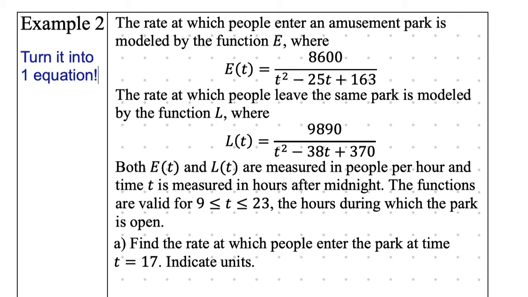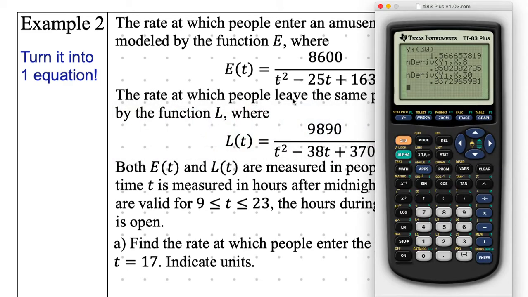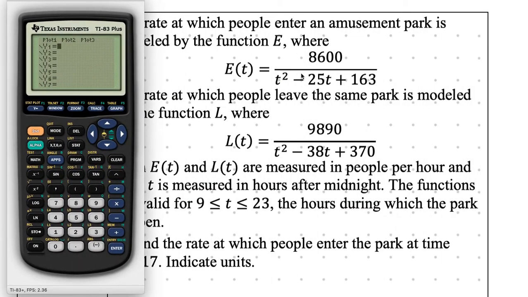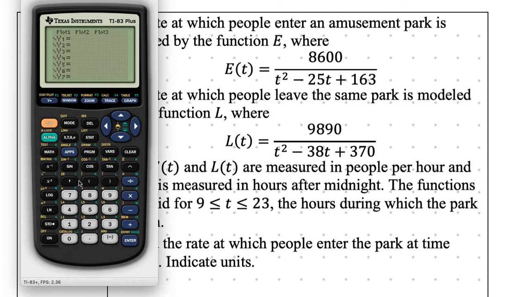How do you do that, Mr. Sindel? Well, you come back over to your calculator. You do still need to type them both back in. Let's get rid of our y1. Our new y1 is this function, 8,600 divided by that quadratic. So let's do 8600 divided by t squared minus 25t plus 163.